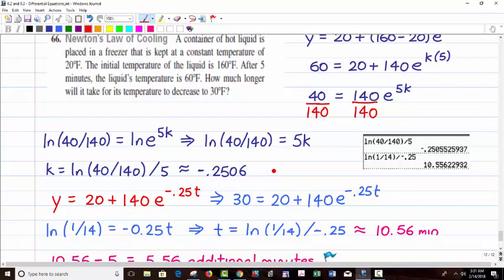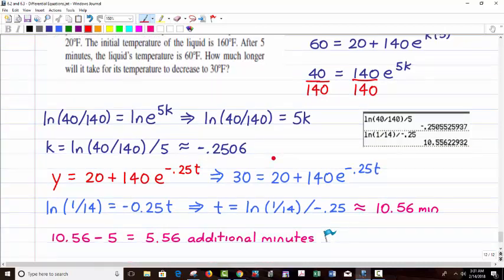Now I'm solving for the total time it takes to get to 30 degrees. So 30 degrees is y here. Once again, I cut this off to 2 decimal places. I don't know why I did that, but I did. So it's that same negative 0.2506 right here. 30 minus 20 is 10, and I got a little cute here too. Let me explain. 10 divided by 140 is the same thing as 1 over 14. You can get rid of the zeros there. I didn't have to do that. I sort of regret it now, but at least now that I've explained it.